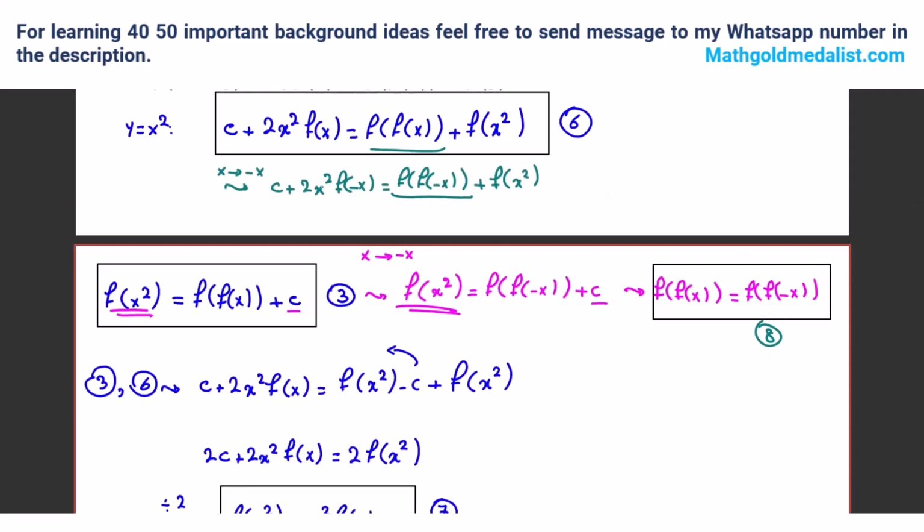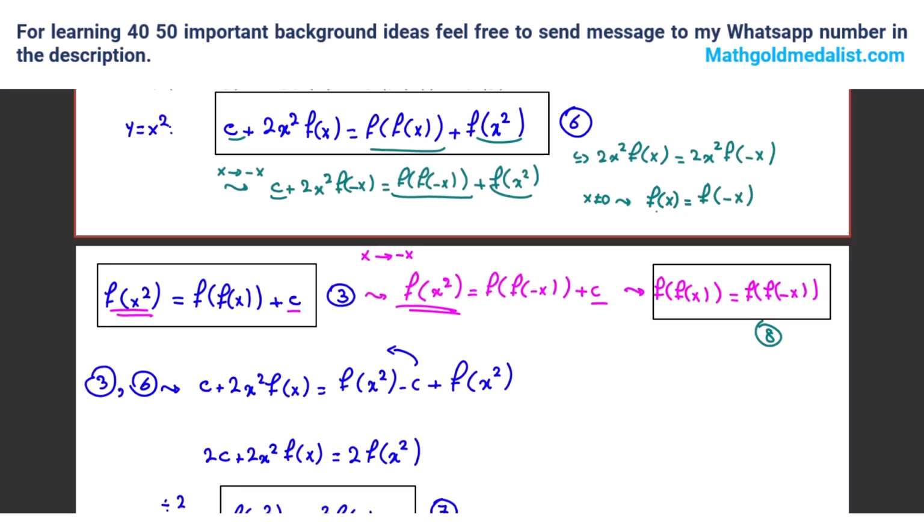So because they are equal, and this part also equals, c equals, so we can conclude 2x squared f of x is equal to 2x squared f of negative x. So consider that x is not 0, okay? If x is not 0, then we can conclude f of x is equal to f of negative x.